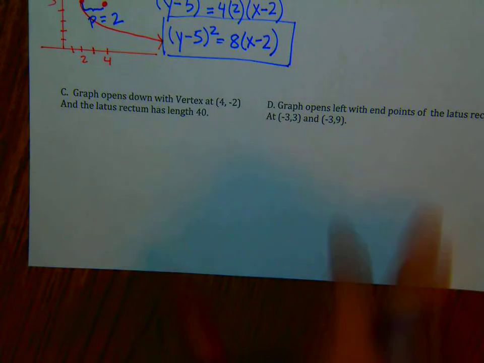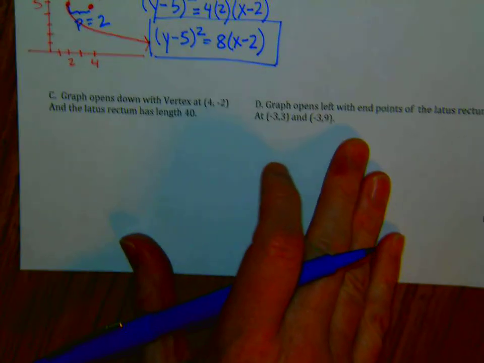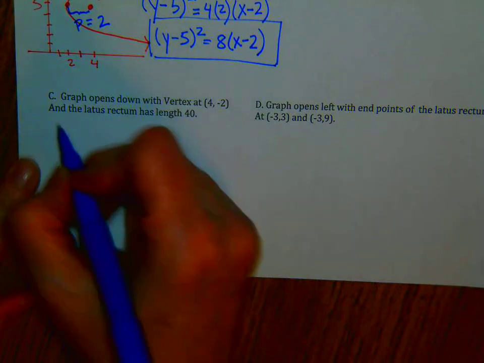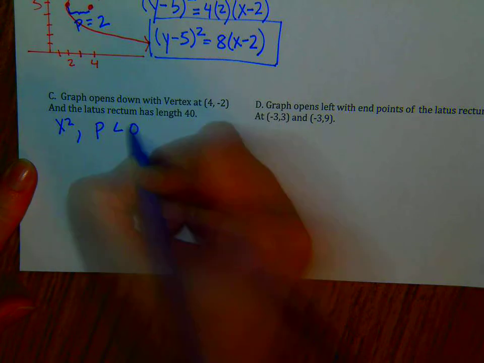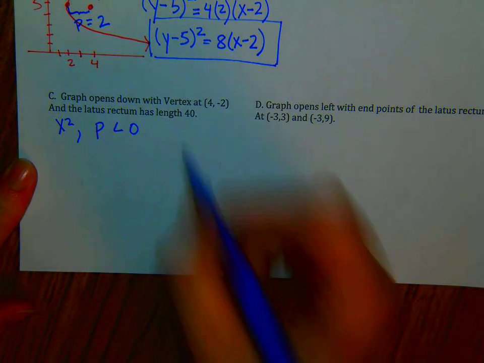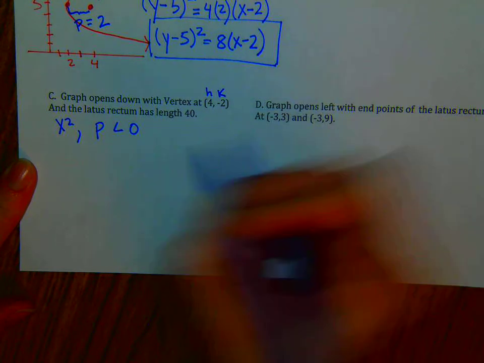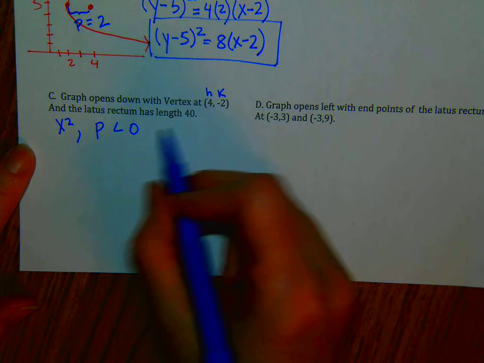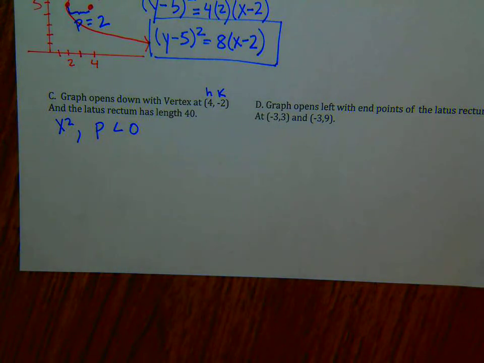Here we go. We know that the graph opens down. If a graph opens down, I immediately know 2 things. X is squared, p is less than 0. There, I know those 2 things. A vertex at 4, negative 2, I know h, I know k. And a latus rectum has a length of 40. Okay, well, let's draw this and see what we can tell from that.